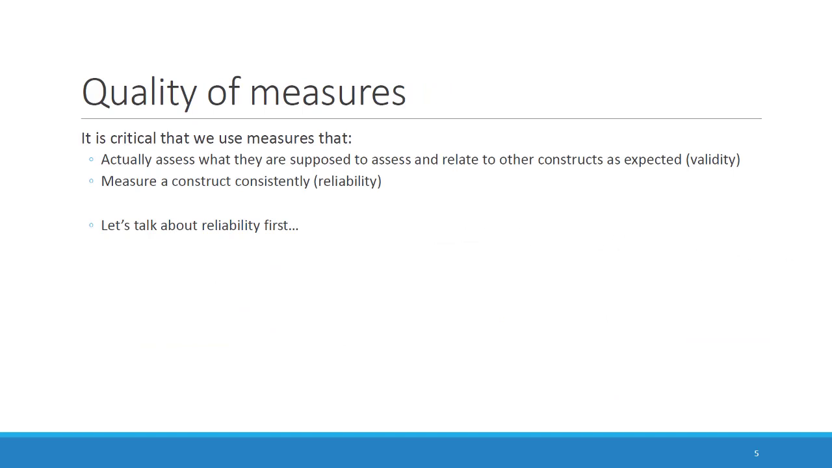In terms of measure quality, it is critical that we use measures that actually assess what they are supposed to assess and relate to other constructs as we expect them to, or that they are valid, and they measure construct consistently, that they are reliable. So let's talk about reliability in more detail first.